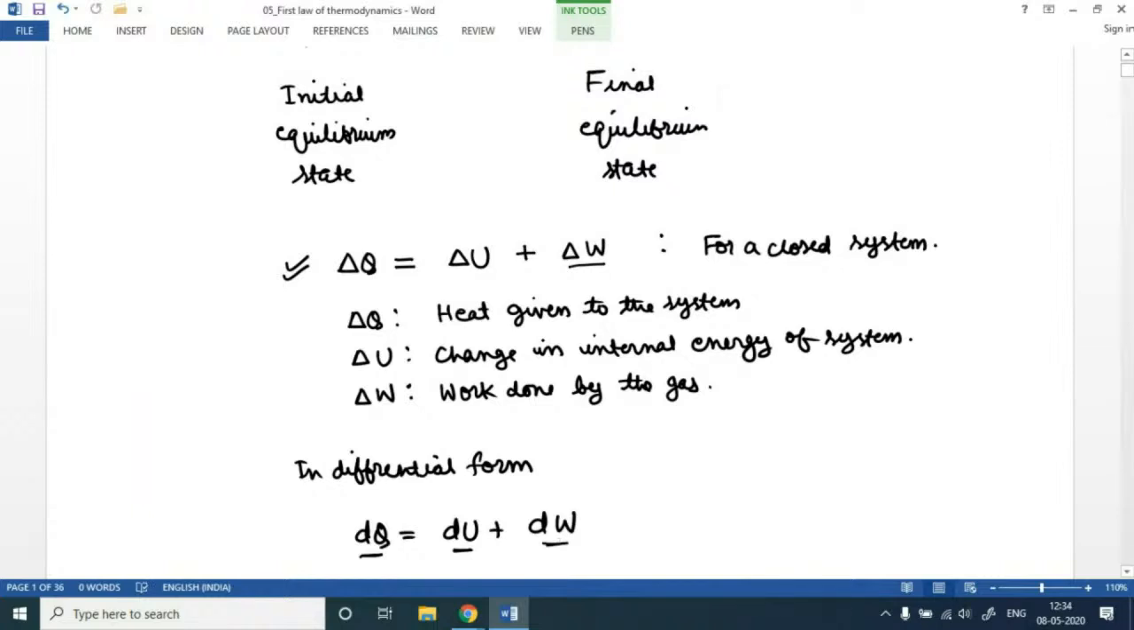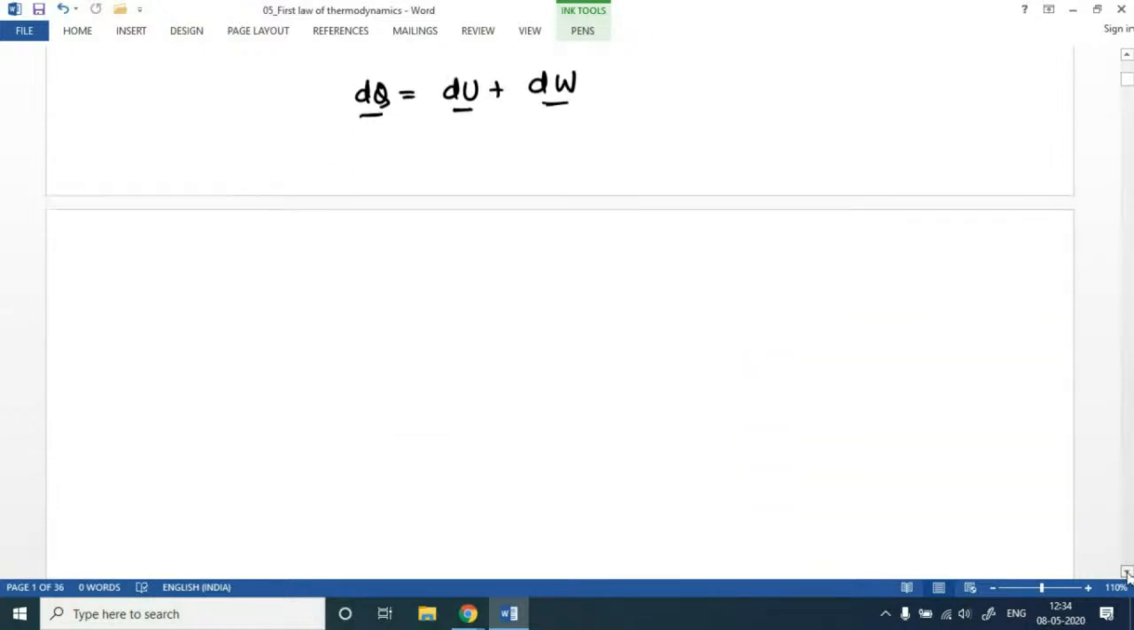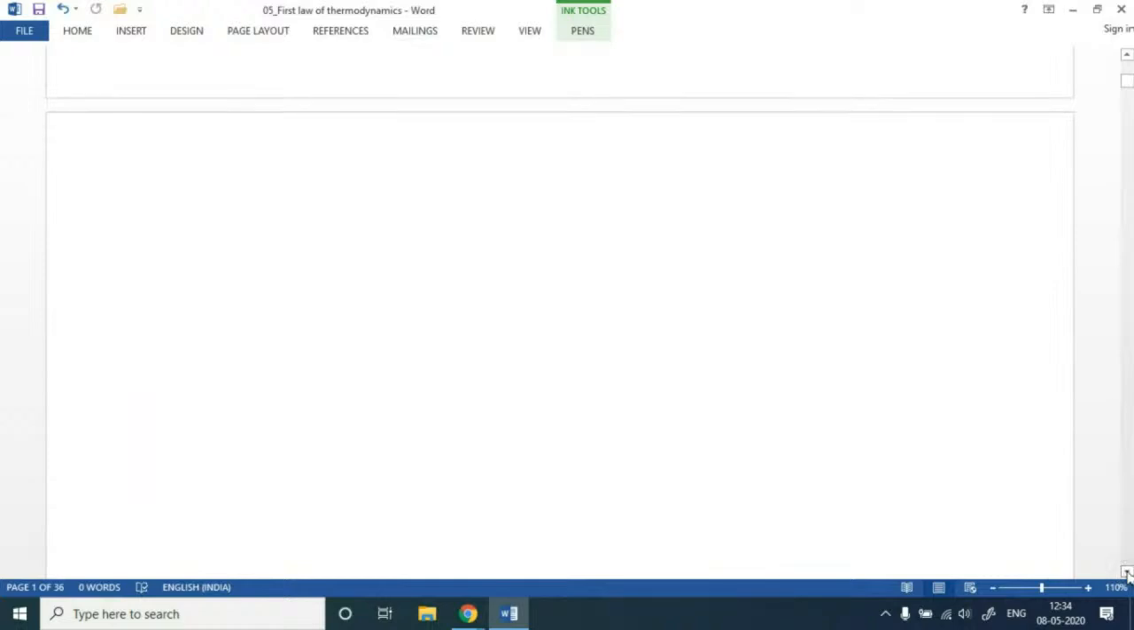Let's try to understand each and every term in the first law of thermodynamics. What would be the work done by the gas? What would be the change in internal energy? And hence, what would be the heat added to the system, delta Q? Can we find that out? So let's start our discussion from the work done by the gas.